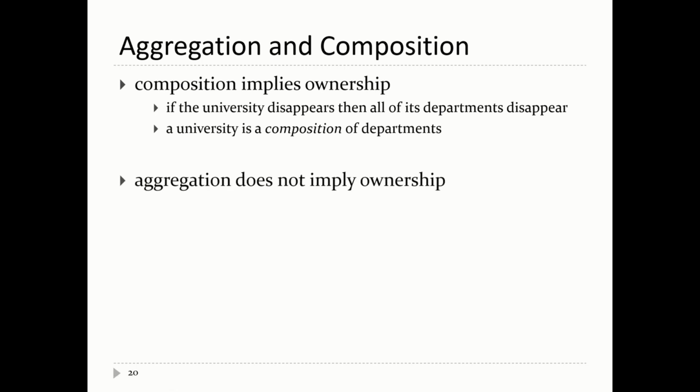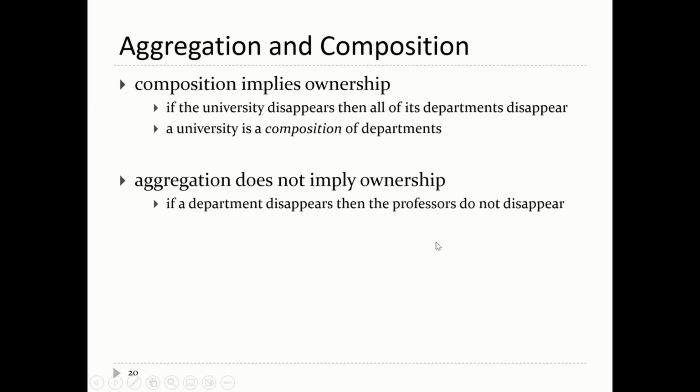Aggregation does not imply ownership. So for example, if a department disappears in the university, then it's not necessarily the case that the professors also disappear. Right? A professor might be appointed in more than one department or in more than one faculty. They may be appointed at more than one university. So the fact that a department disappears does not mean that the professors also automatically disappear. Right? So in an aggregation, if the whole object goes away, it's not necessarily the case that the part objects also go away. Right? So in this case, a department would be an aggregation of professors.